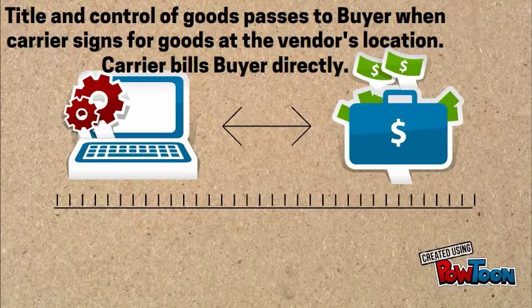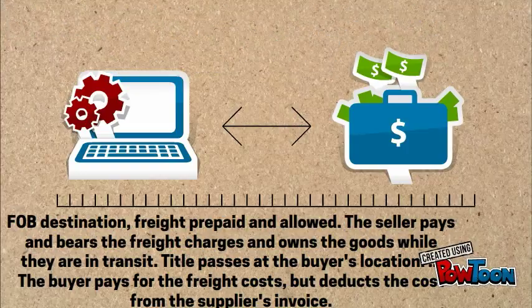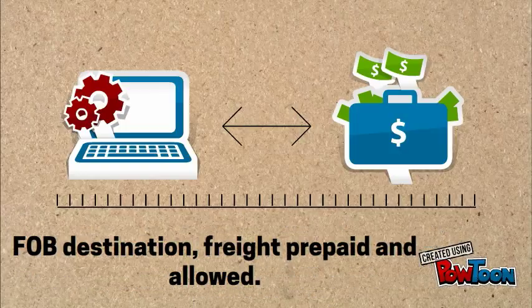The carrier bills the buyer directly. FOB destination, freight prepaid and allowed: the seller pays and bears the freight charges and owns the goods while they are in transit. Title passes at the buyer's location. The buyer pays for the freight costs, but deducts the cost from the supplier's invoice.